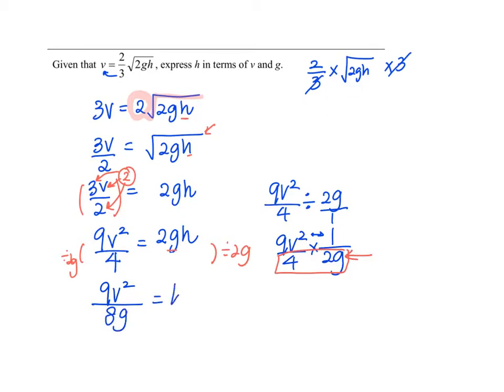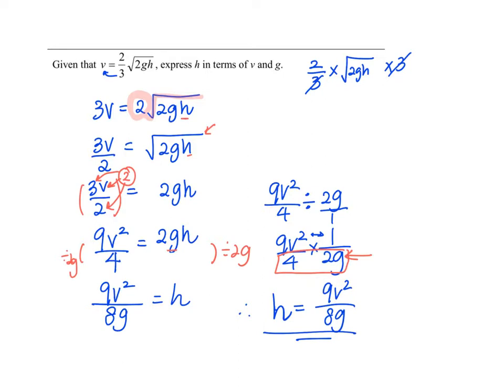And this is h. Now they want h as the subject. We shall make h the king. So h is now on the throne: h equals 9v squared over 8g. So remember to put h in front. Have you gotten the concept?